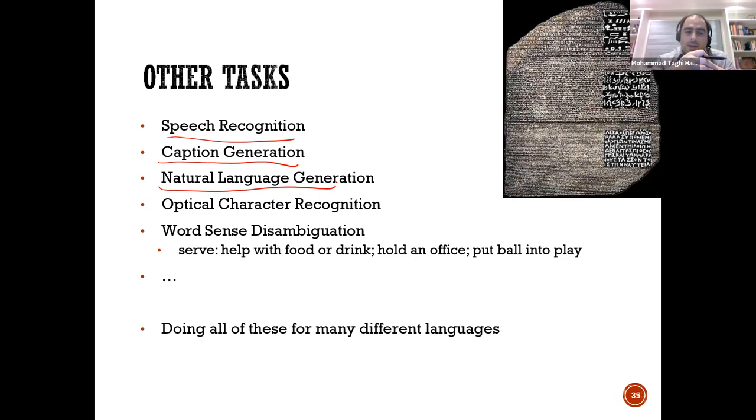Or word sense disambiguation, and all of them can be done for different languages. And different languages have their own challenges as well. They have some structure that might be quite different. So for any language it might be different. And this is a great task.